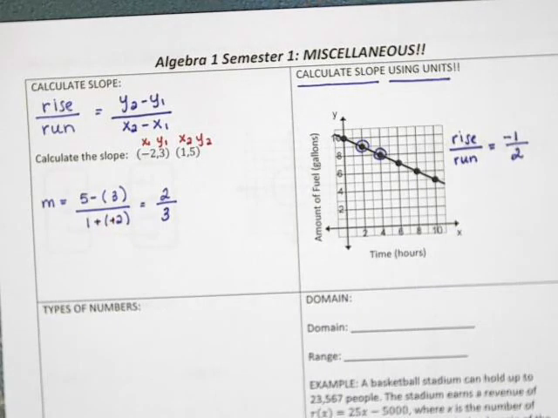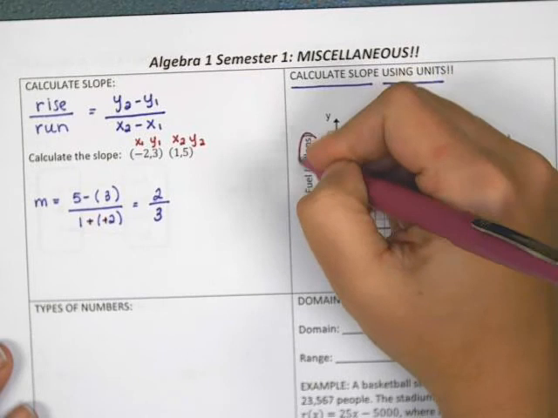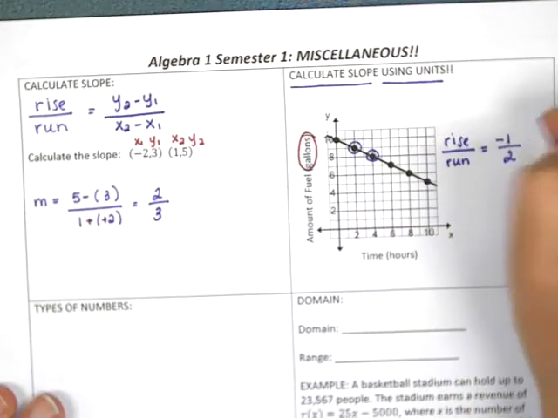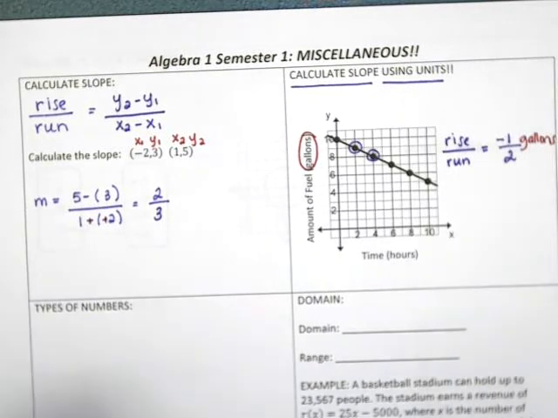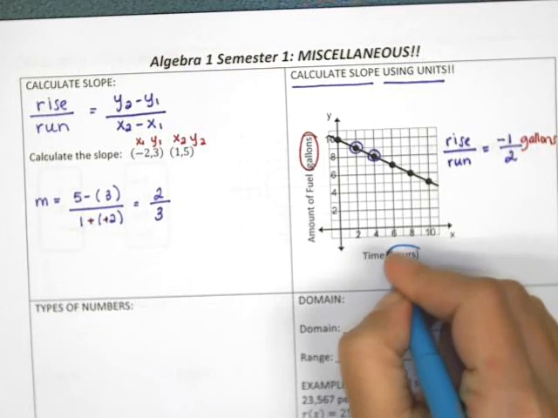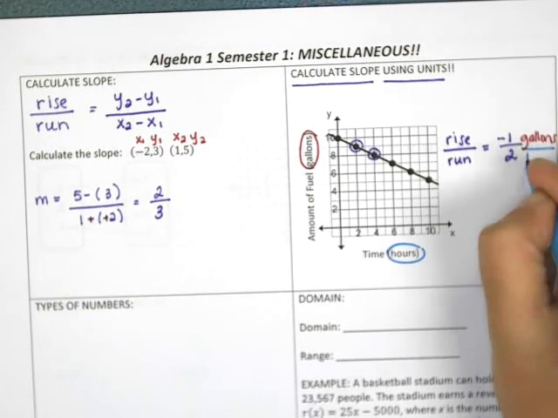And then I need to include units. So if I look at my rise, the units would be the ones that are on the vertical axis. So I would say gallons. And my run units would be the ones that are on the horizontal axis. So I would say per hour.